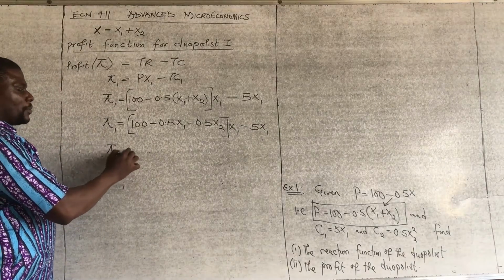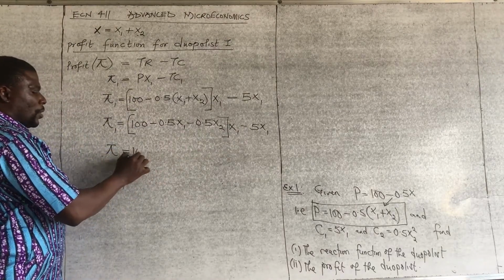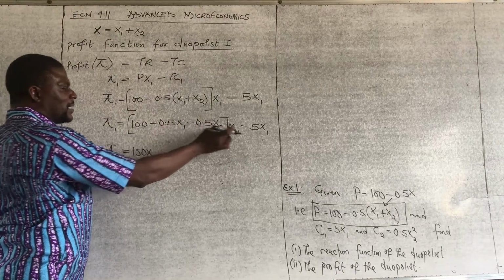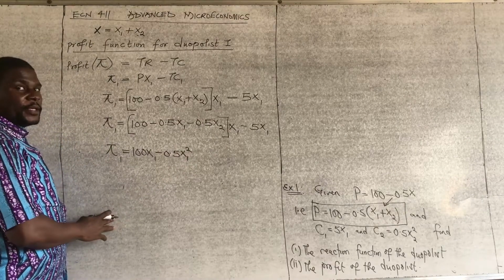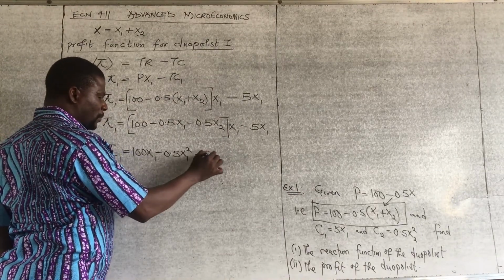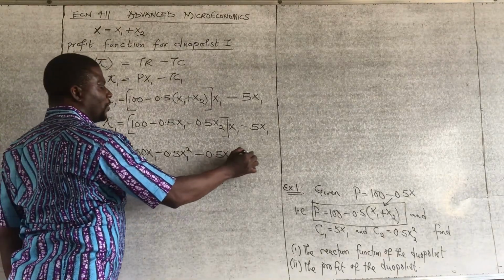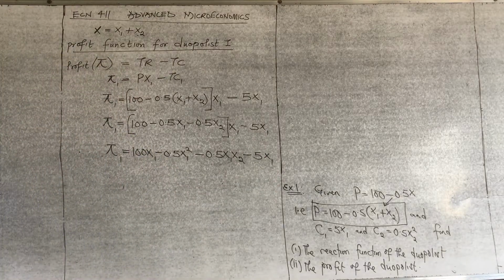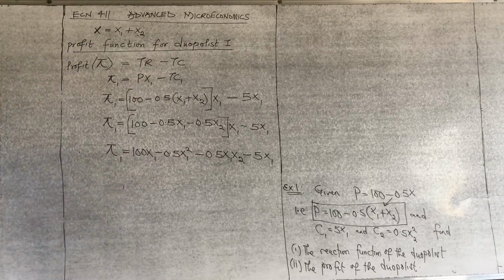So our profit 1 now becomes 100x1, then minus 0.5x1 times x1, which is minus 0.5x1 squared. Then minus 0.5x2 times this one, minus 0.5x1x2. Then minus this one, 5x1. Is anybody lost? No. So you can leave this profit there.